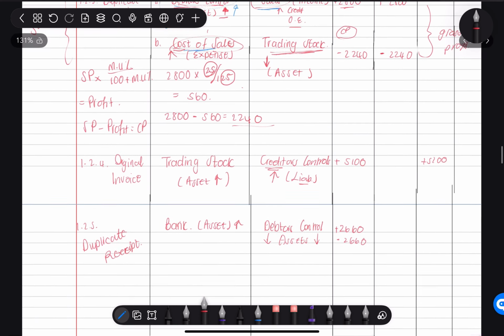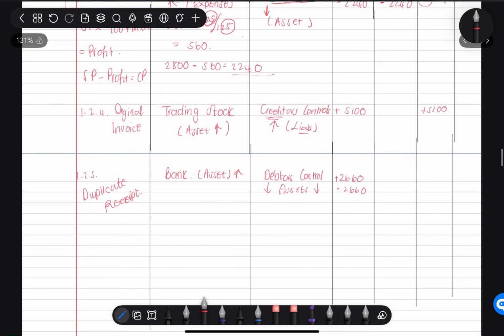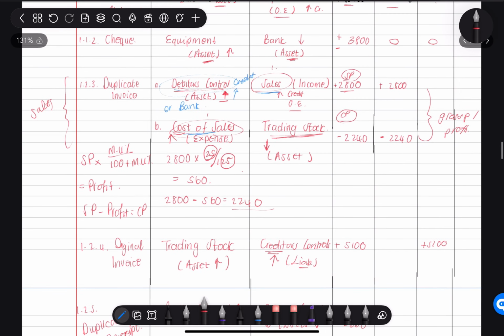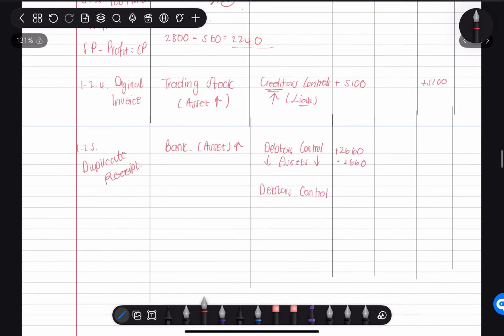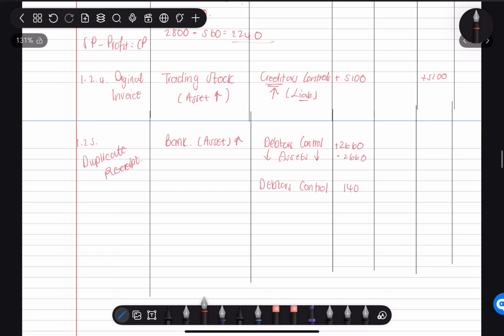Okay. So we've got debtors control, which is decreasing because we no longer owe the full amount. So that's why it still needs to be accounted for, because the full debtors control was 2,800. So 140, 2,660 will give you the total of 2,800. And what do you credit? Discount allowed.